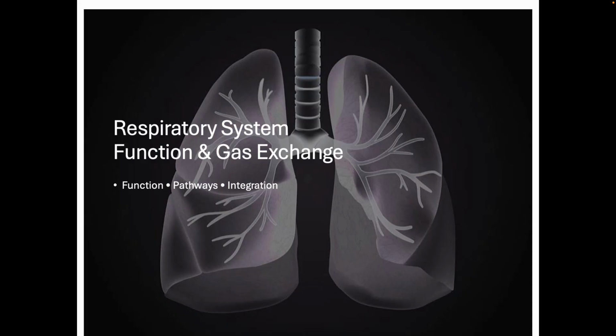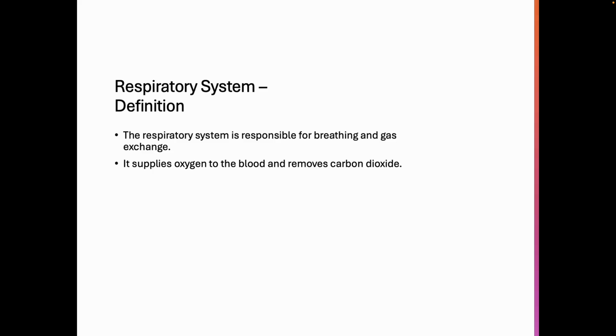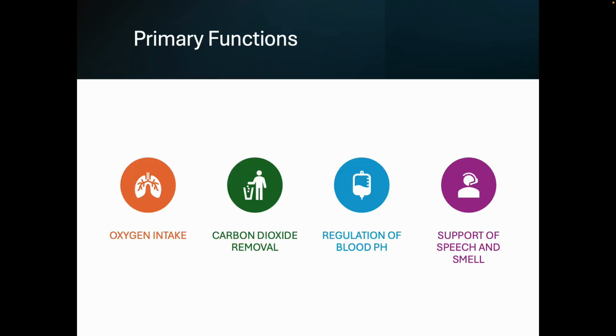Respiratory system. The function and gas exchange. Just kidding. So the respiratory system is responsible for breathing and gas exchange. It supplies oxygen to the blood and removes carbon dioxide. Functions: oxygen intake, carbon dioxide removal, regulation of blood pH, and support of speech and smell.